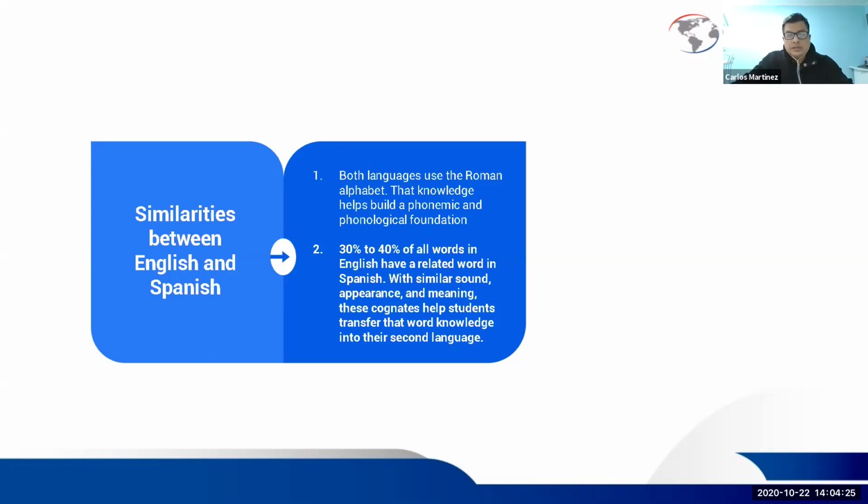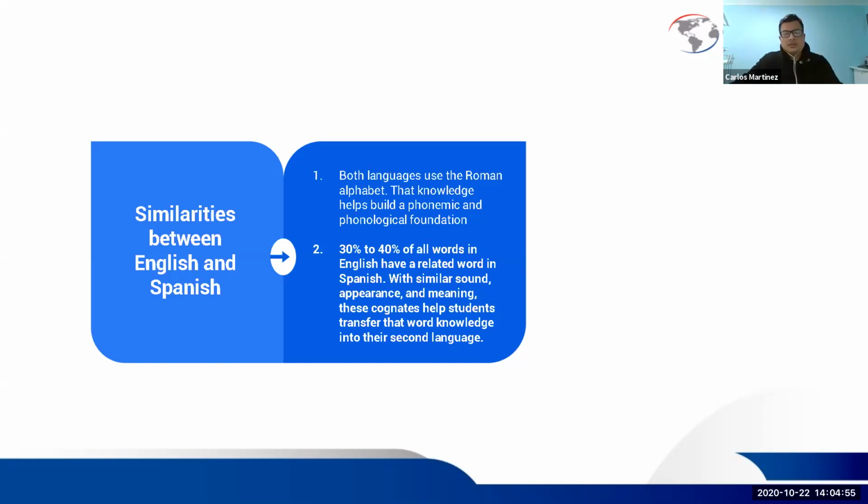30 to 40% of all the words in English have a related word in Spanish. That means that there are words that are similar in meaning, similar in appearance, and similar in sound. They are called cognates. A cognate is a word that is similar in two different languages in meaning, spelling, and in sound. So if 30 to 40% are cognates, then we are almost halfway through knowing what the word means.